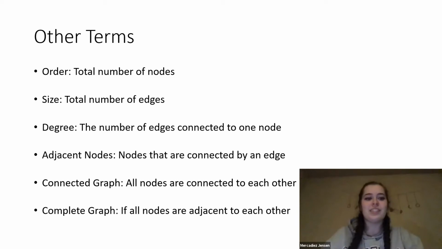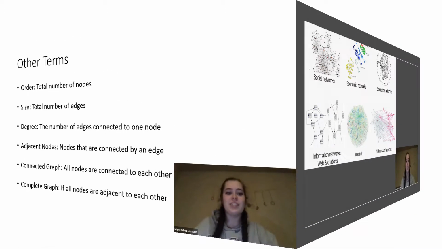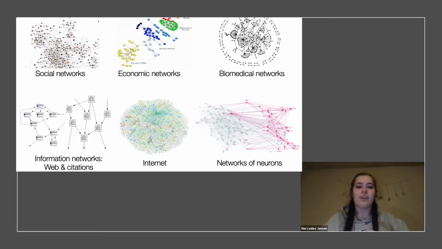Now that we have looked at the terms used in graph theory, we're going to look at a few different representations of the graphs that you can make. So we have 6 different types of graphs here. We have social networks, economic networks, biomedical networks, information networks, web and citations, internet, and networks of neurons. As you can see, when the amount of nodes increases, the graphs can get quite complicated.